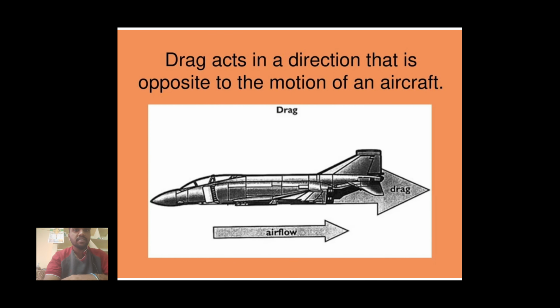Drag acts in a direction opposite to the motion of an aircraft. When the aircraft is going in a straight direction, the airflow is towards the backside, so drag also acts towards the backside. Here the big arrow indicates how drag is involved in an aircraft and how the airflow is going.